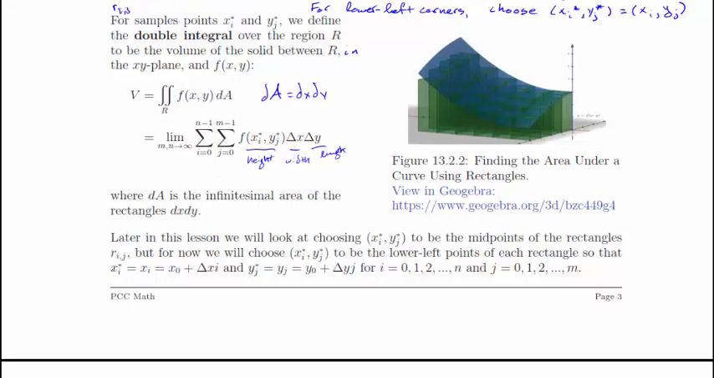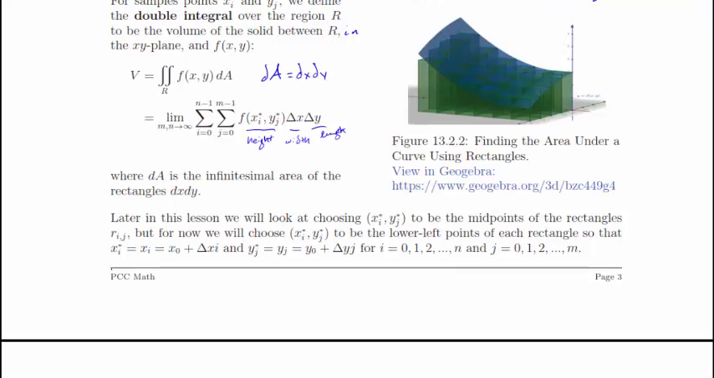So later in this lesson, we're going to look at choosing (x sub i star, y sub j star) to be the midpoints of the rectangles R sub i,j. But for now, we will choose (x sub i star, y sub j star) to be the lower left points of each rectangle, so that x sub i star equals x sub i equals x naught plus delta x times i, and y sub j star equals y sub j equals y naught plus delta y times j for i equals 0 through, well, we can choose 0 through n and j equals 0 through m, but if we want the lower left, we want to make this n minus 1 and this m minus 1.